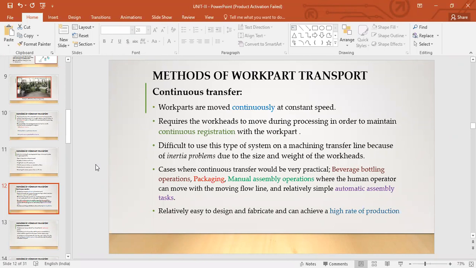It requires the workheads to move during processing in order to maintain continuous registration with the work part, right? Even the workheads have to move. So not just the work pieces are moving, the workheads also have to move, right, to be able to perform that process. So try to imagine this with a specific example of the beverage bottle. Beverage filling, bottling operations, packaging. So they'll move, right? That nozzle which is filling the bottle will also move with the bottle.